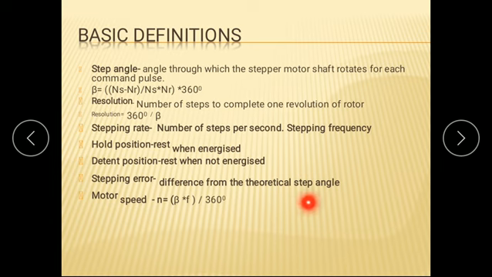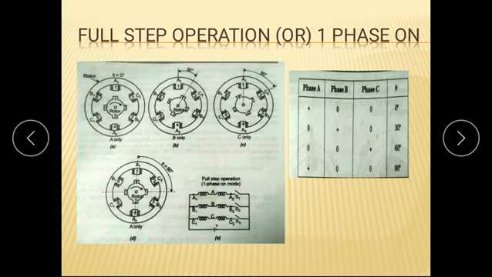Next one is motor speed. Motor speed is denoted by N and it is calculated from the formula beta into F divided by 360. Here F represents the stepping frequency, that is the frequency of the input pulses. Since this frequency is directly proportional to motor speed, when you increase the frequency, your motor speed increases. And also one more term, that is slewing. Slewing means the motor operates at high speed. When you increase the frequency more and more, your speed increases. So at a very high speed, the motor is said to be running in slewing.